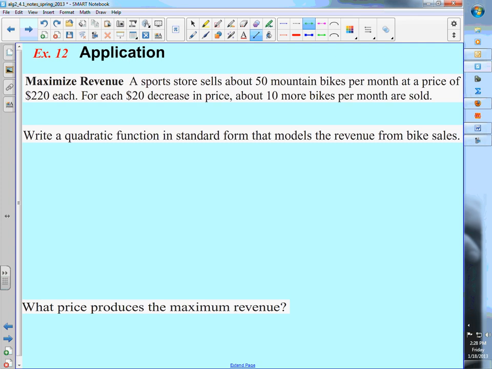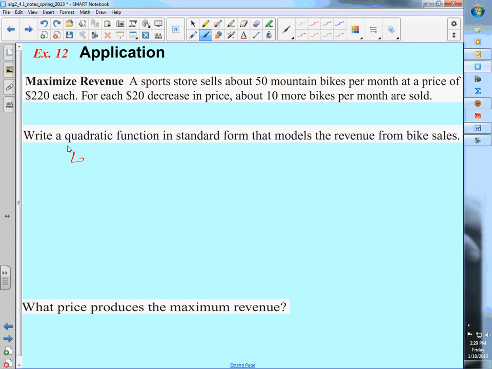You own the bike shop, and these are your sales. But you got an accountant that says, look, if you drop your price by $20, you're going to sell 10 more bikes. More bikes, more revenue. Now, eventually, you could give the bikes away. You'd get rid of a lot of them, but you're going to go out of business. You're not going to make anything.